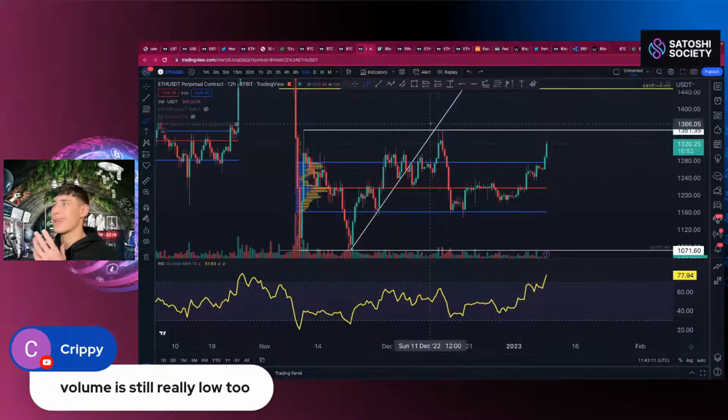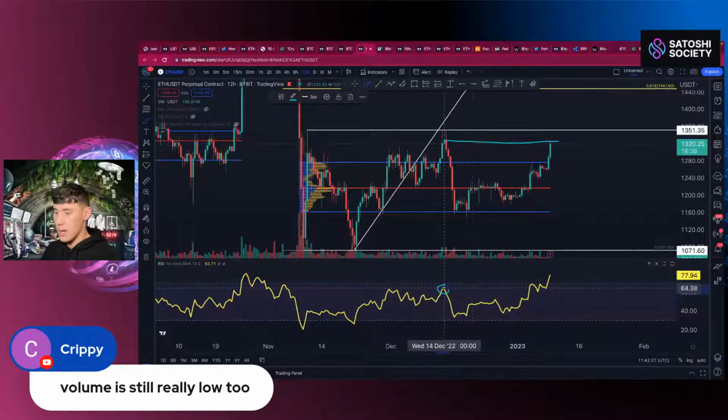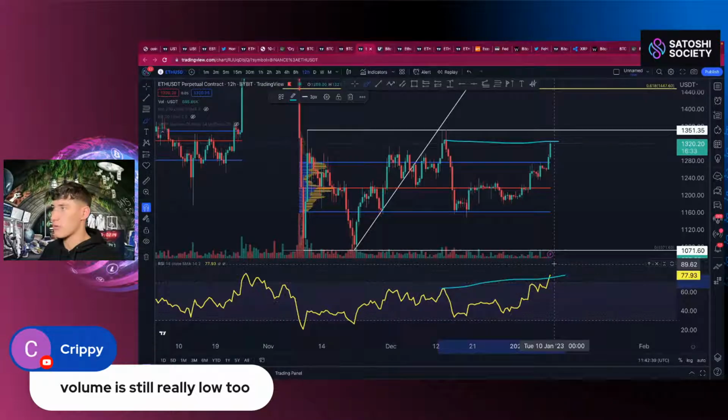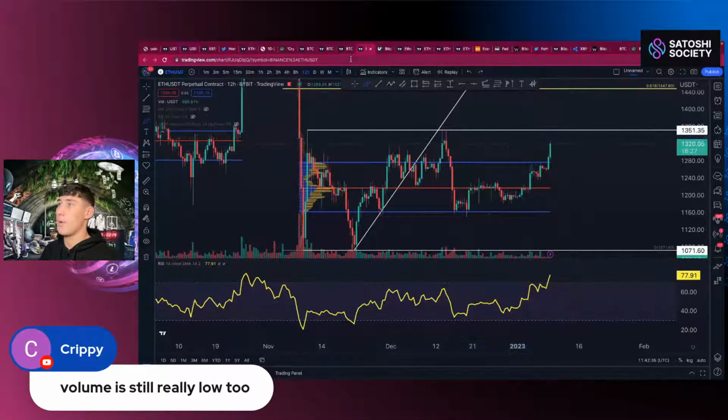On the 12-hour, we're getting close to a potential invalidation of a bearish divergence, but it could change into an exaggerated bearish divergence where we see a double top on the price action chart, and then we see momentum towards the upside on the RSI. But still, again, RSI very overextended, still forming that bearish divergence on the 12-hour.